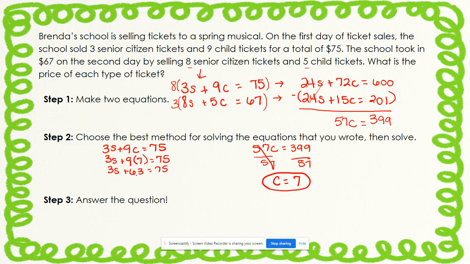I'm going to subtract 63 from both sides. So that will cancel 63 over here and leave me with 3s. 75 minus 63 leaves me with 12 on this side. And now I need to divide by 3 on both sides to get s by itself. So that will get rid of this 3 and leave me with s. And 12 divided by 3 is 4. So that means the cost of a senior citizen ticket is $4. So a senior ticket costs $4, and a child's ticket costs $7.